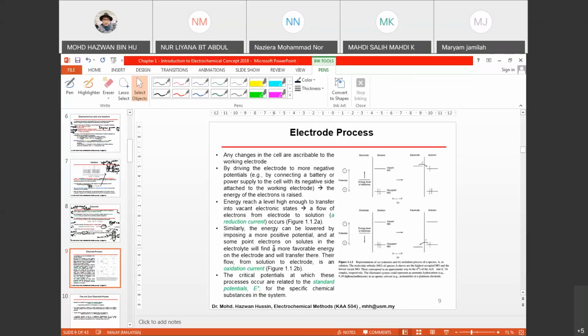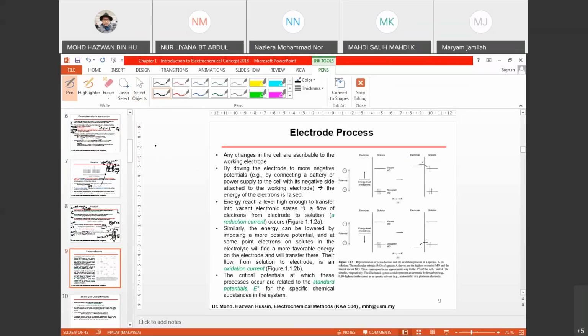The critical potentials at which these processes occur are related to the standard potentials for specific chemical substances in the system. All right. Maybe if you read this, it sounds a bit chaotic to you. Maybe it's a bit difficult to understand, but actually the explanation is very simple, as what we have explained earlier.